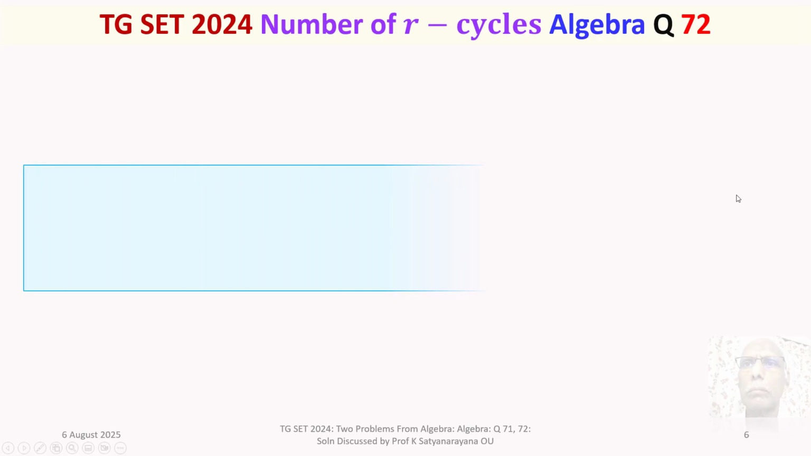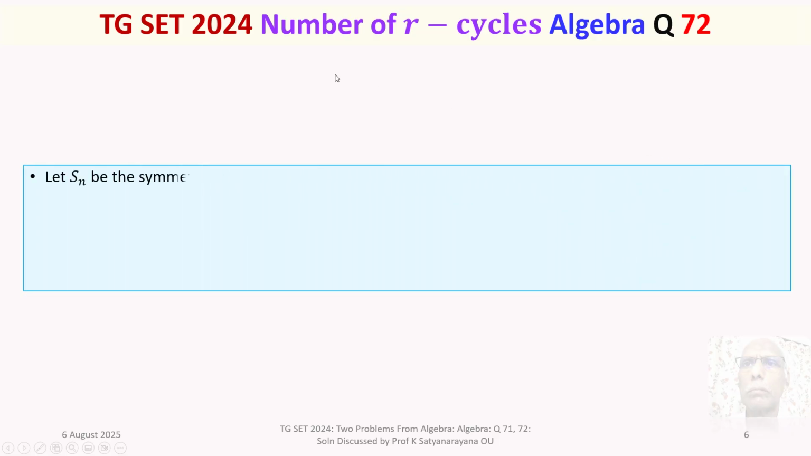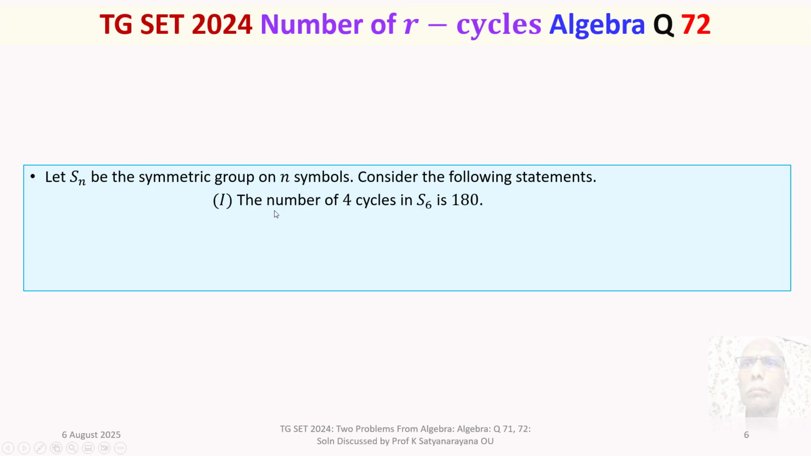It is question number 72 from Algebra, and it talks about the number of r cycles. Let Sn be the symmetric group on n symbols. Consider the following statements. Statement 1: The number of 4 cycles in S6 is 180. Statement 2: The number of conjugates of the n cycle (1, 2, 3, ..., n) in Sn is (n minus 1) factorial.